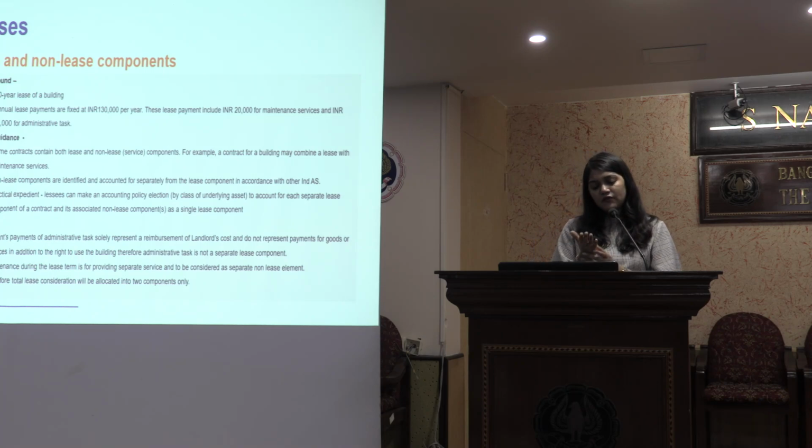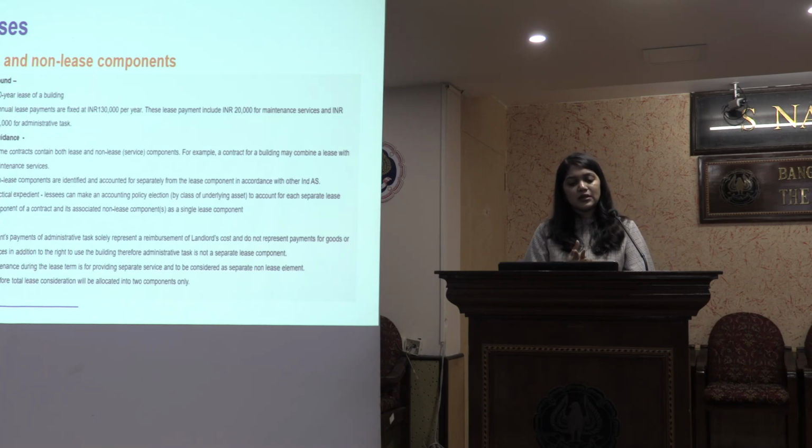Now, generally, if we see in this example also, there is an annual lease payment of 1,30,000. These lease payments include 20,000 for maintenance and 10,000 for administrative tasks. Now, what is the lease and non-lease component here? 1 lakh is lease component, others are non-lease. So, generally what happens is that we say that okay, 130 is rent, 20 is maintenance, 10 is admin, so both that 20 and 10 becomes your non-lease components.